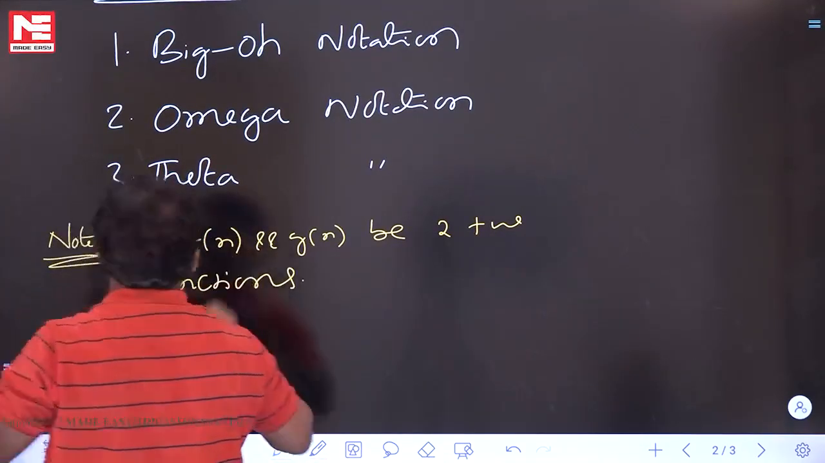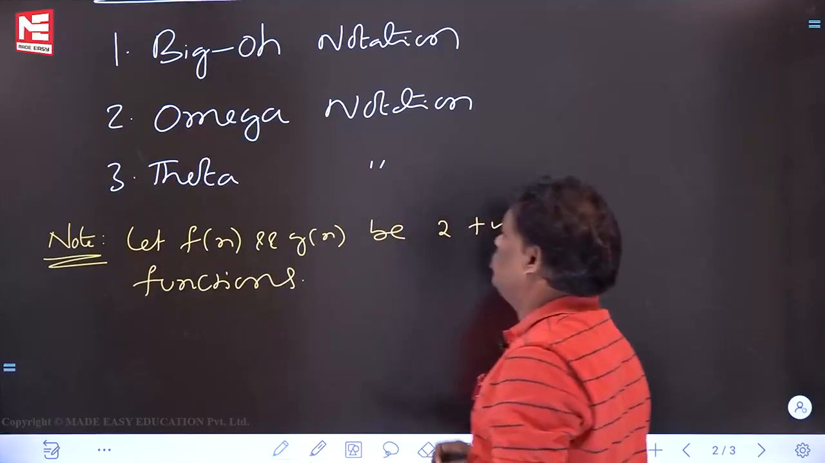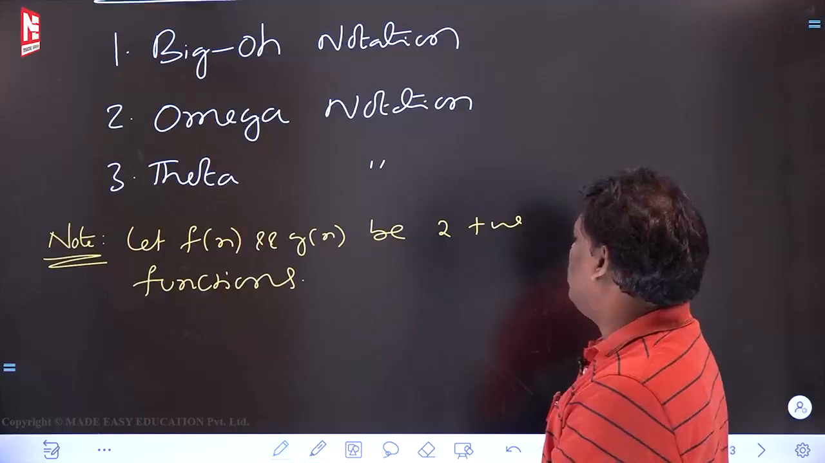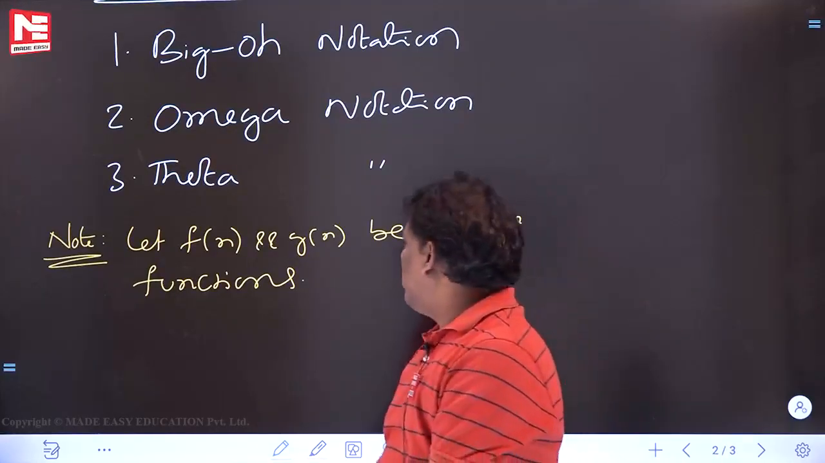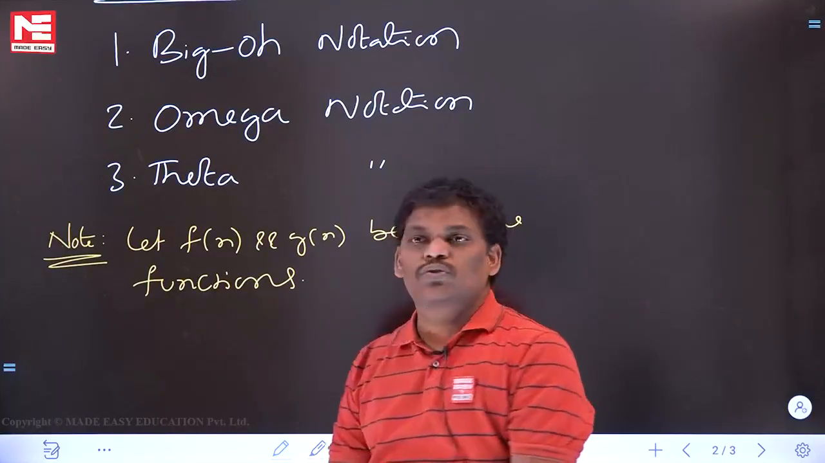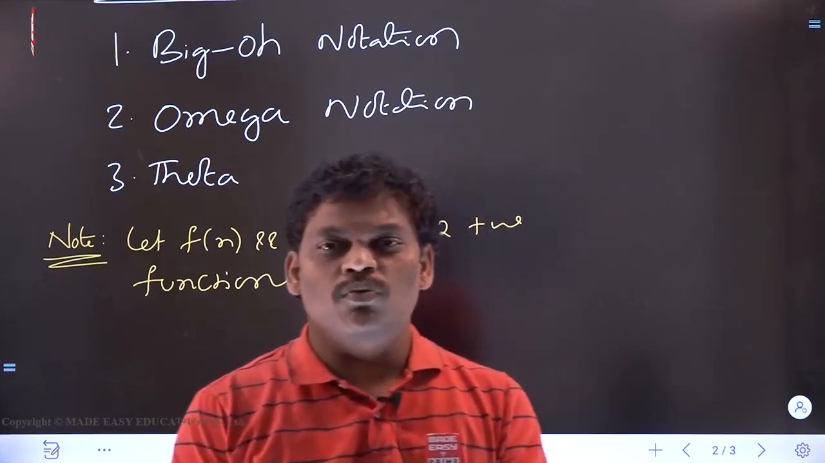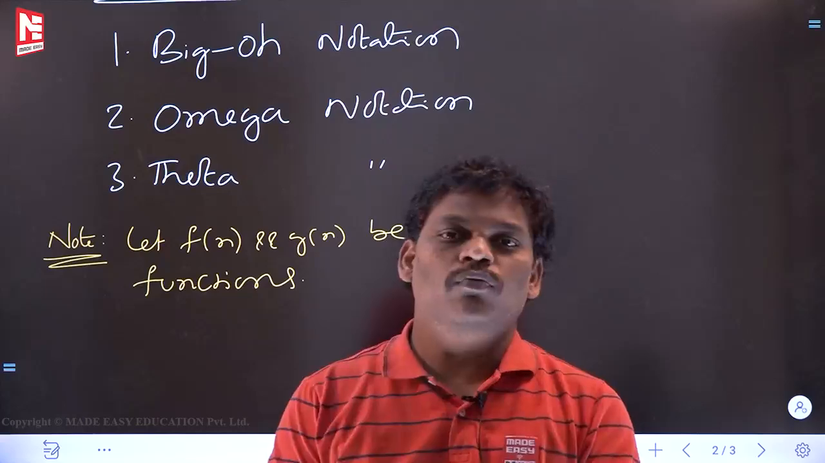Two positive functions. So we will talk about only positive functions. In asymptotic notation we will discuss only about positive functions. f of n and g of n are two positive functions. Some people are asking, sir, why are we discussing only positive functions in asymptotic notation, why not negative functions?